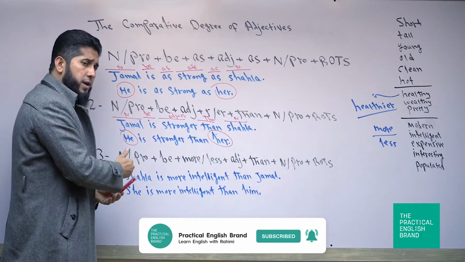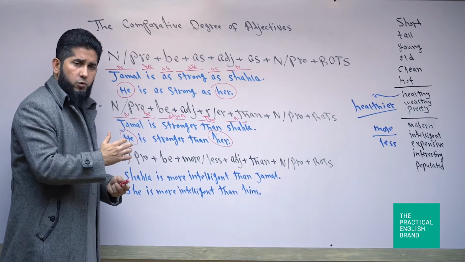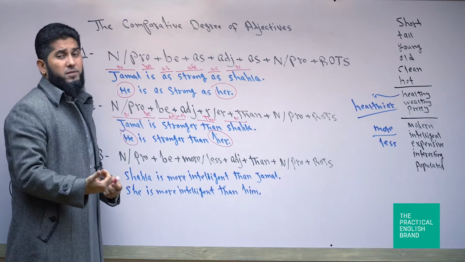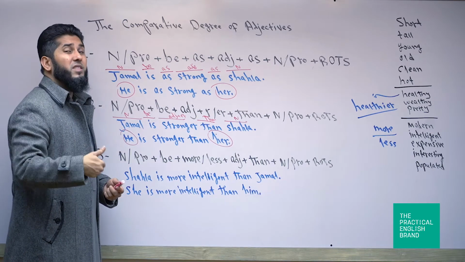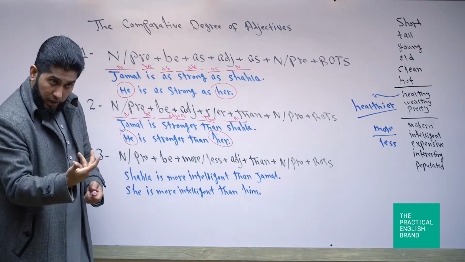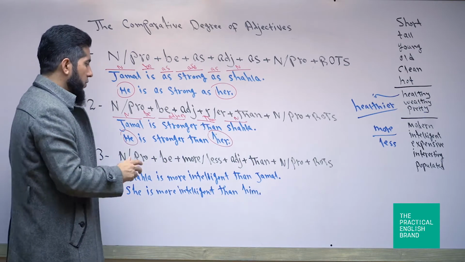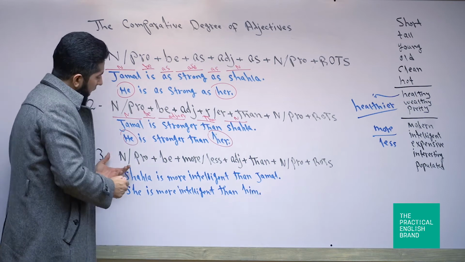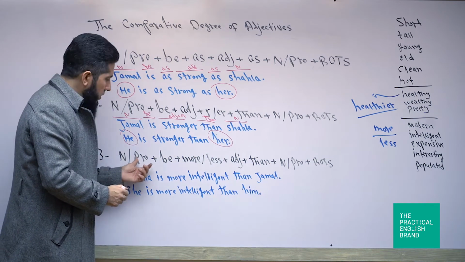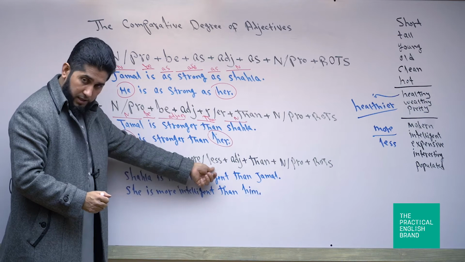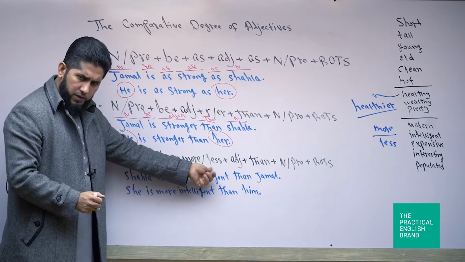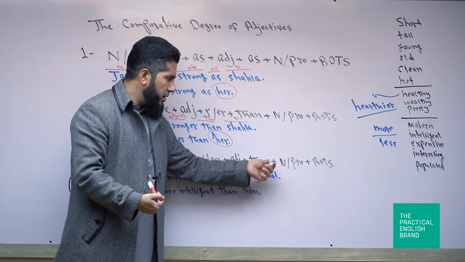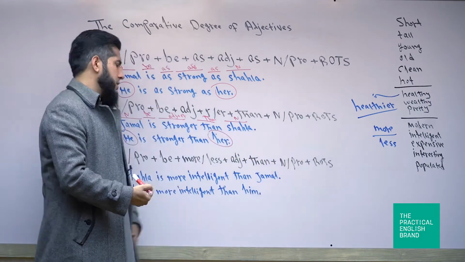Structure number 3 is for adjectives which are more than one syllable. They could be 2, 3, 4, 5 syllable adjectives, but they don't end with y. Therefore we use more or less with these kinds of adjectives. So noun or pronoun, to be verb form, more or less, more for positive degree and less for negative degree. Then adjective, the word than, noun or pronoun, and the rest of the sentence.